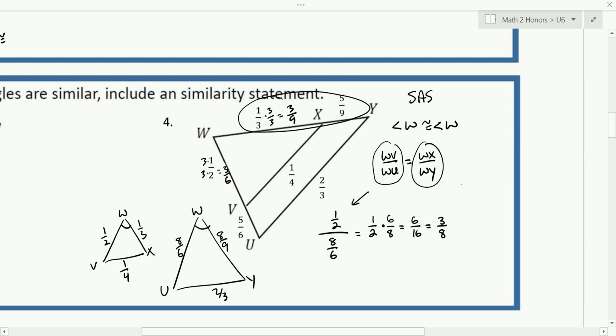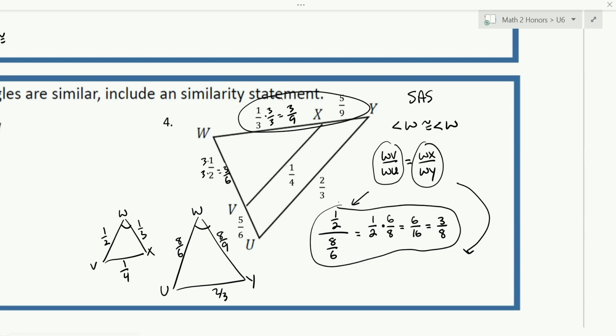And now let's check the second one. And if we get the same thing, if we get 3/8 for the second one, then we know they're proportional, right? If we don't, then we've just proven that they're not similar. And sometimes I'll throw in something that's not similar, so you have to check.